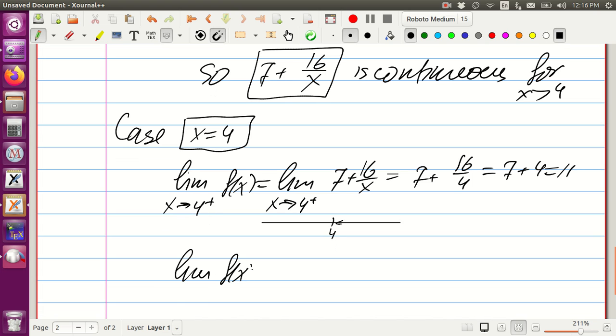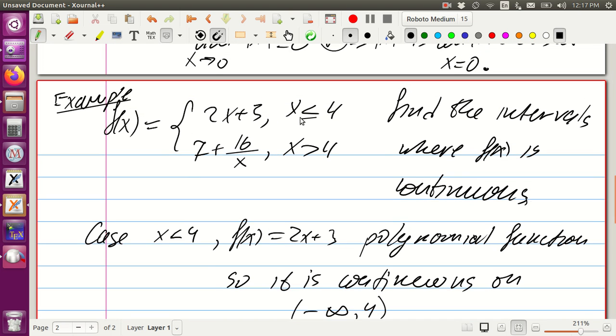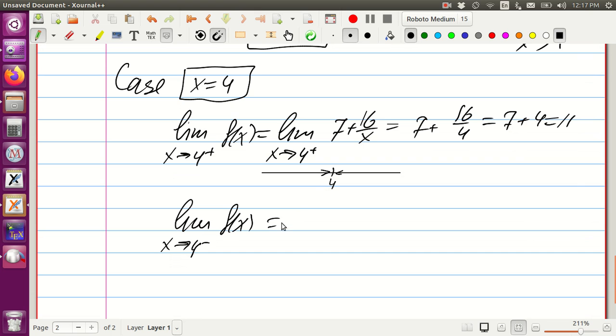And then we have to do the limit when x approaches 4 from the left. So we're going to approach 4 from the left side. So our number will be a little bit smaller than 4. And when the number is a little bit smaller than 4, we have to use 2x plus 3 for our function. So it's going to be the limit of 2x plus 3 when x approaches 4 from the left. So we plug in 4, so we're going to get 2 times 4 plus 3, which is 8 plus 3, which is 11.